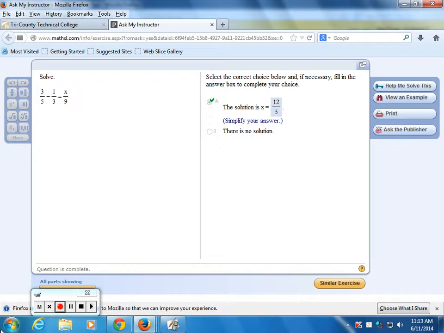I'll blow it up. Just bring it back down in about 2 or 3 minutes. Got to move it over. 3/5 minus 1/3 is equal to x over 9. You don't see that?